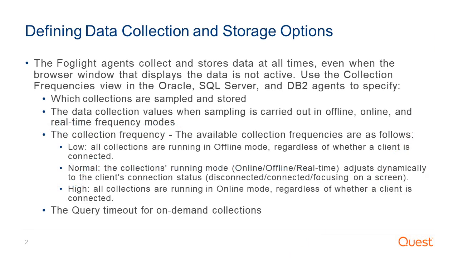The Foglight database agents collect and store data at all times, even when the browser window that displays the data is not active. Users can use the collection frequency view to specify which collections are sampled and stored, the data collection values when sampling is carried out in offline, online, or real-time frequency modes, and the collection frequency.